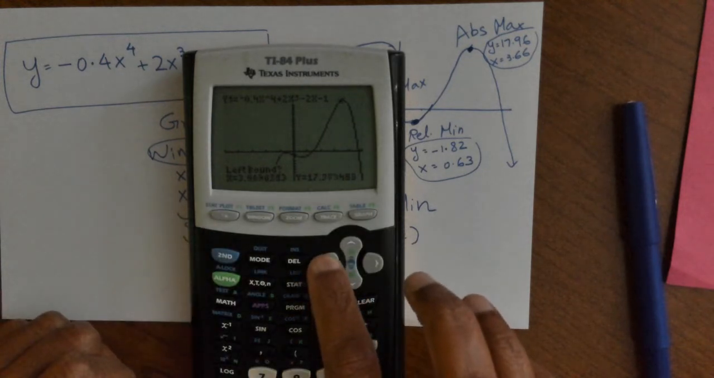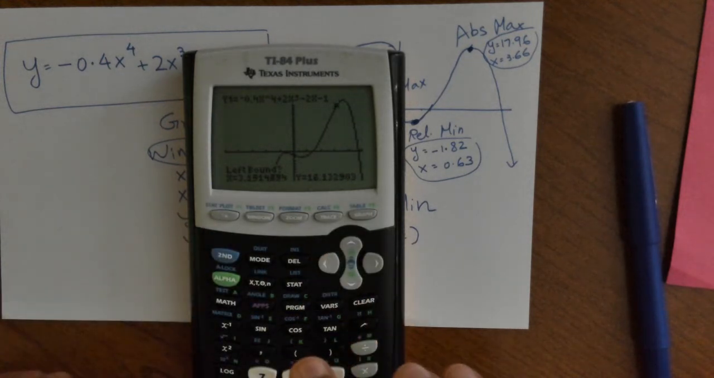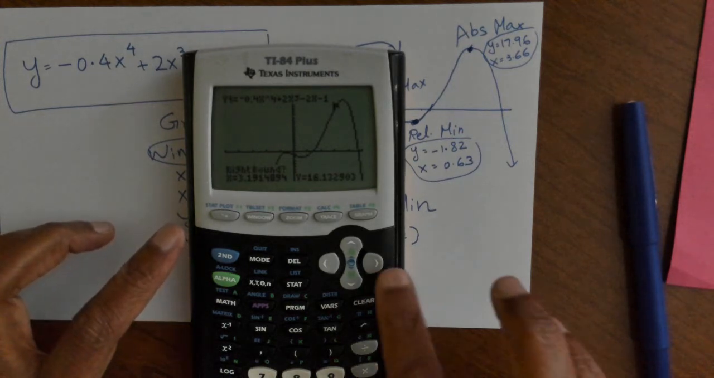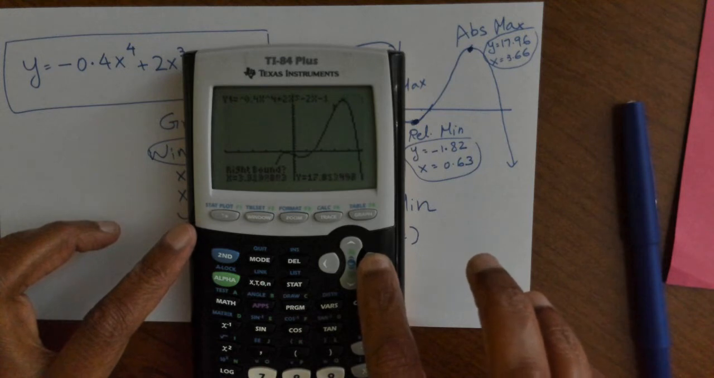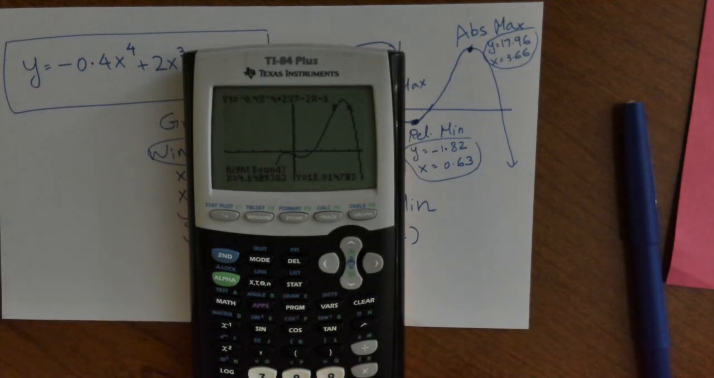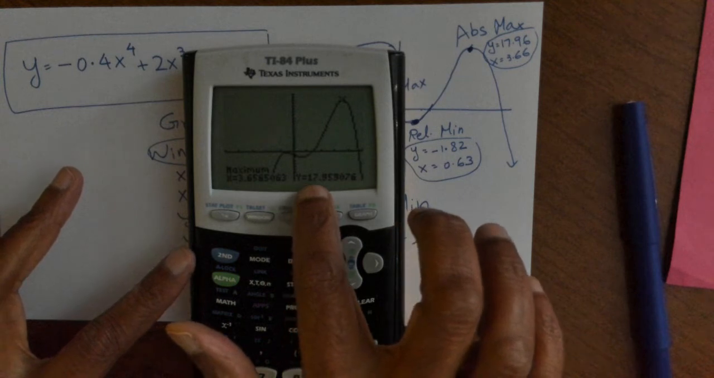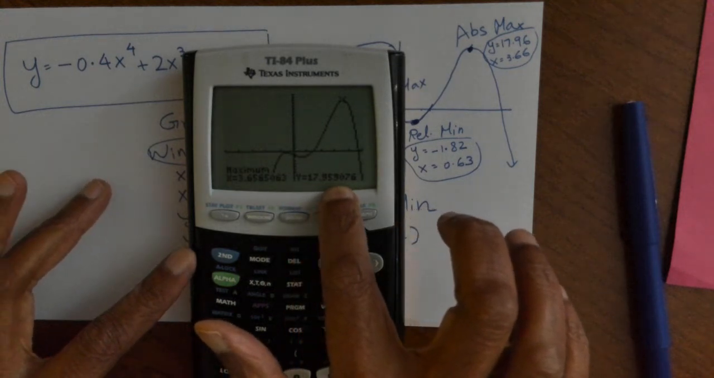So go to the left, take your cursor to the left of the high point. Does it matter how many? No, it doesn't matter, just a little bit. And press enter. Then does it ask you for right bound? Yes. Take the cursor to the right of the maximum point, just again 2 or 3 spots. Press enter again. It tells you guess, ignore that. And the next one will give you the maximum, the x and the y value. So it tells you the maximum is at y equals 17.96 if you round it to 2 decimals.